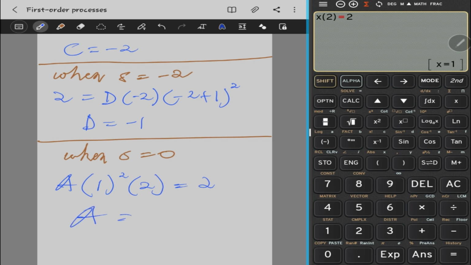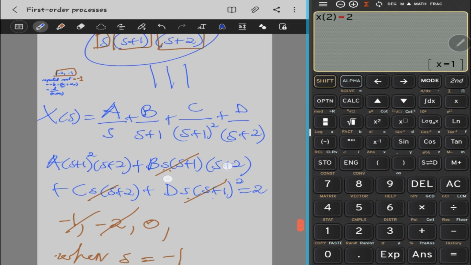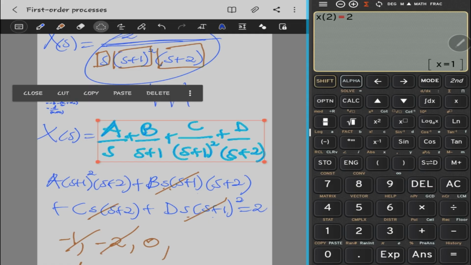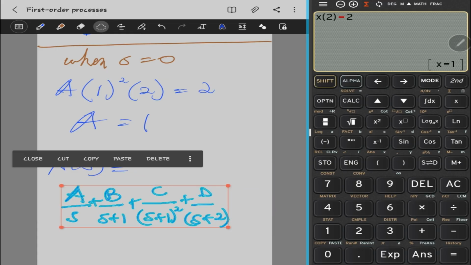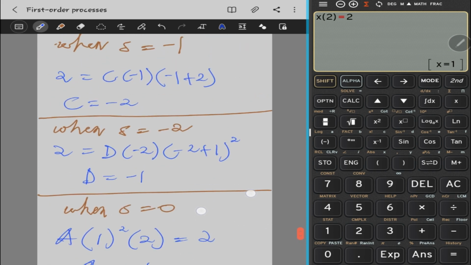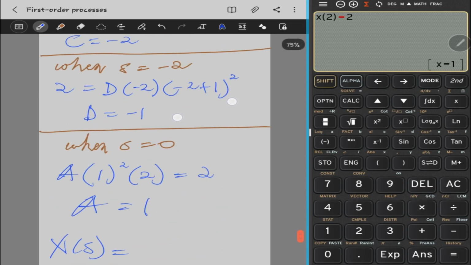So a is 1. So that will mean that the whole equation of this x of s in the partial fraction form will be equal to something similar to this, but with the unknown constants replaced now that we found them. So let's see. And then we have 1 plus b. Looks like we haven't found b yet.